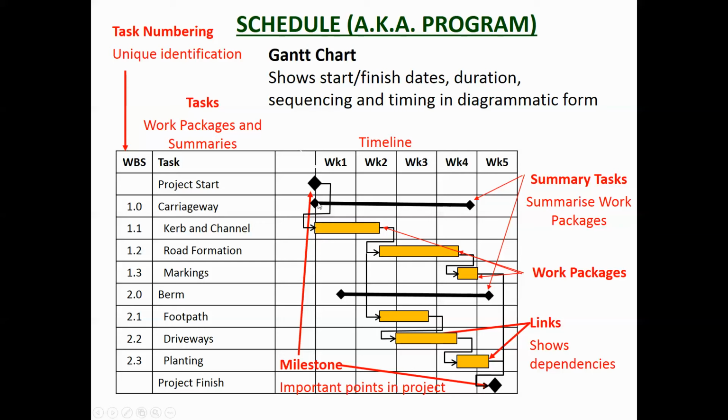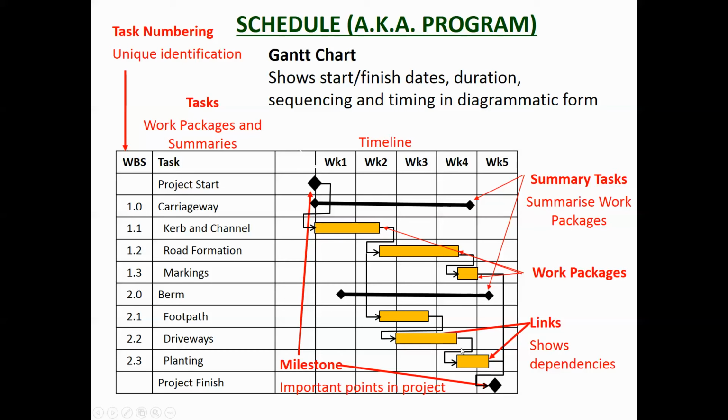You've got summary tasks, so you've got the top level WBS, second level tasks, and then the third level, which in this case are the work packages. So the work packages are shown as bars, and then they are summarized by the summary bars. You don't usually muck around with these at all. You don't use them for sequencing, you don't use them for resourcing. You use the work packages, which are these ones here.